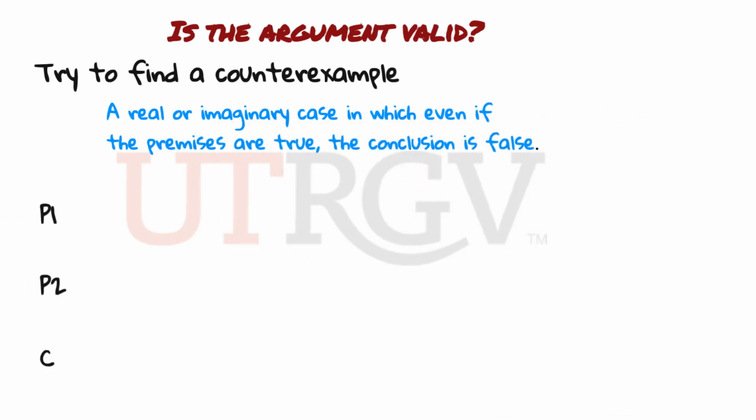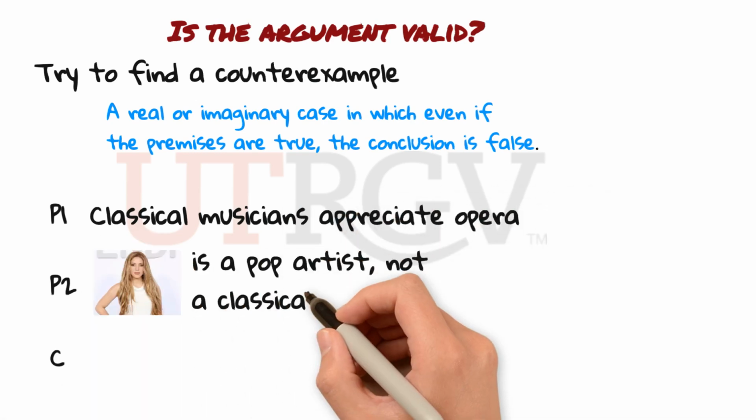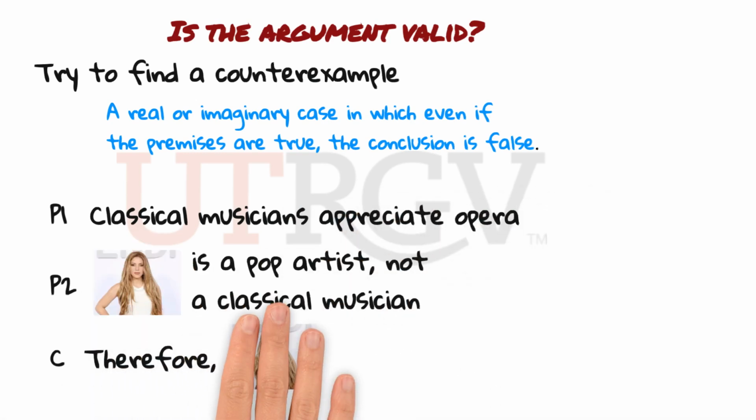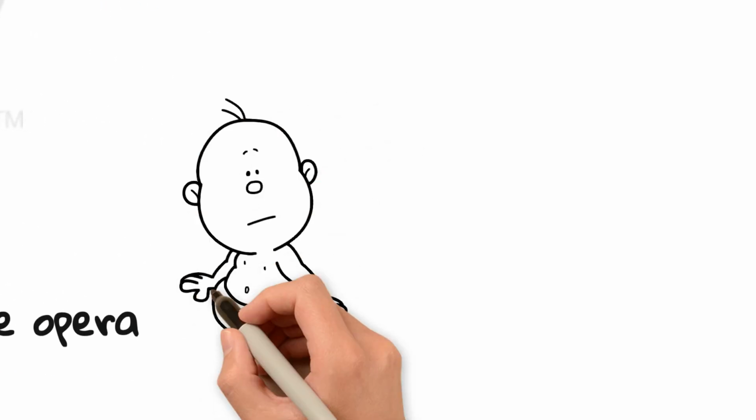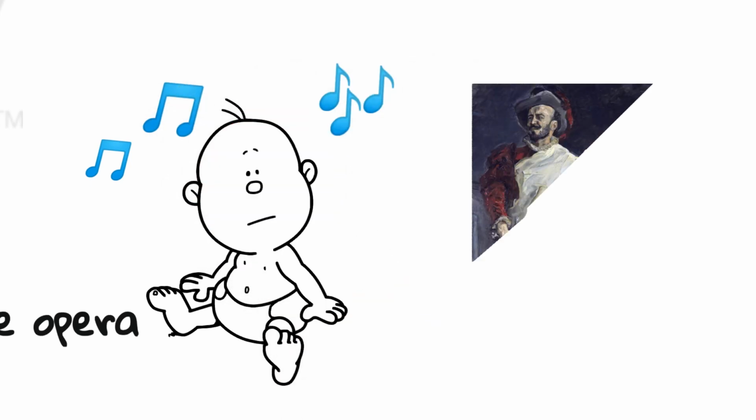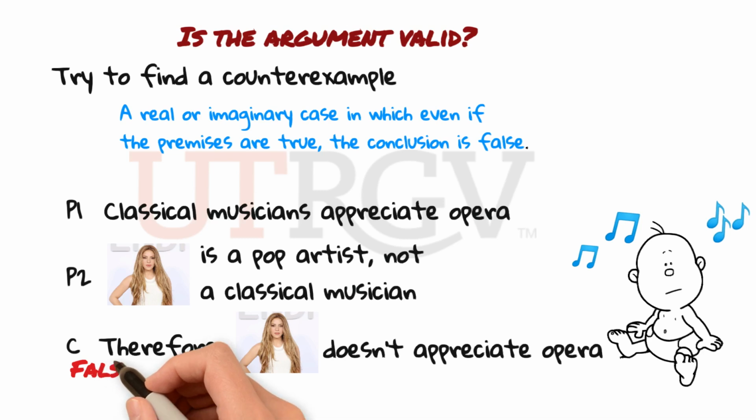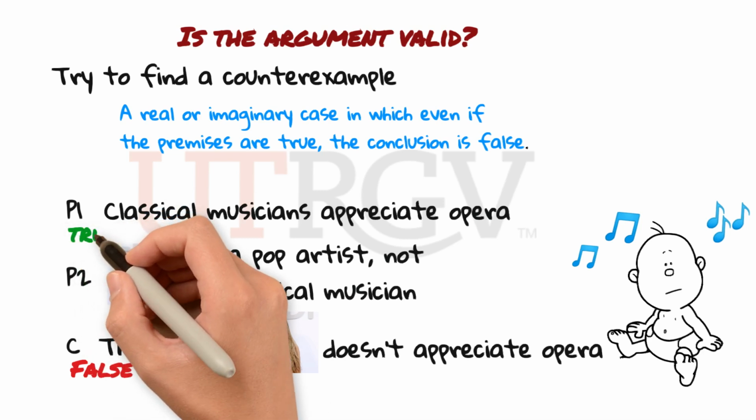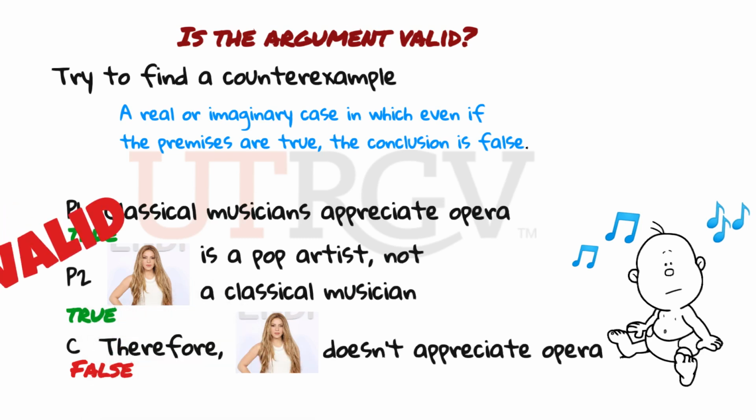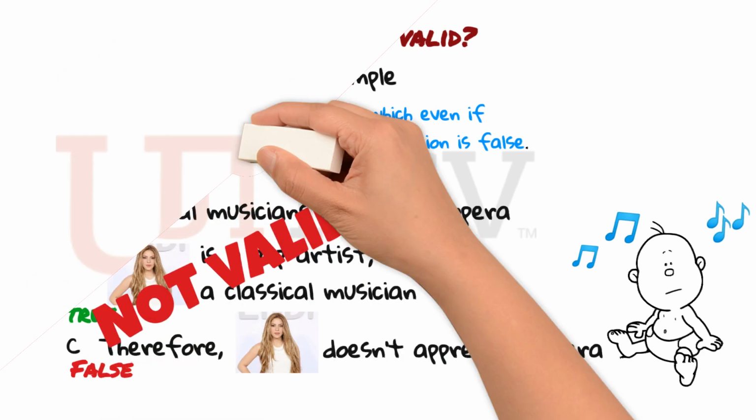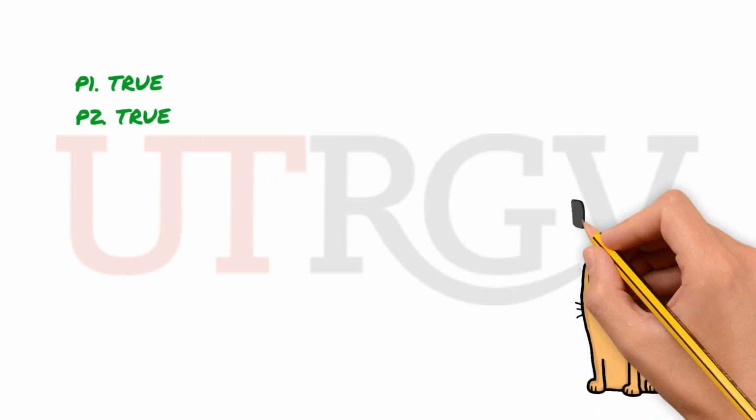For example, premise 1, classical musicians appreciate opera. Premise 2, Shakira is a pop artist, not a classical musician. Conclusion, therefore, Shakira doesn't appreciate opera. Suppose that Shakira has listened to classical music since she was a child, and loves Mozart's masterpiece, Don Giovanni. Well, Shakira appreciates opera in this case. The conclusion would be false, even when the premises are true: it is still true that classical musicians appreciate opera and that Shakira is not a classical musician. This counterexample shows that the argument is not valid. For this reason, even if the premises are true, the argument doesn't provide reasons to believe its conclusion.